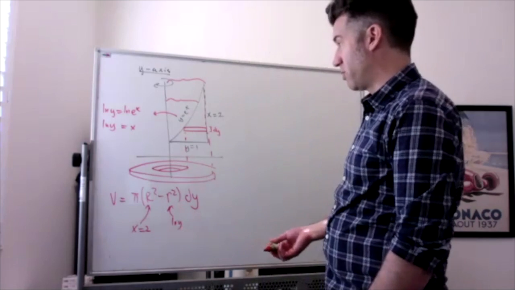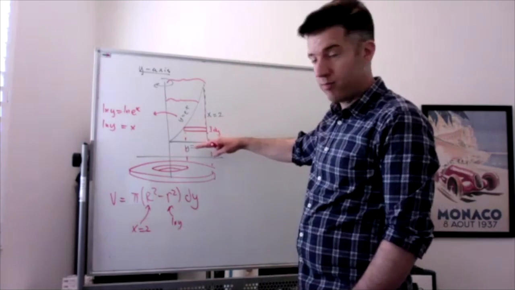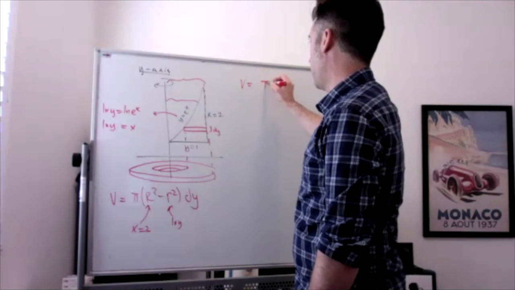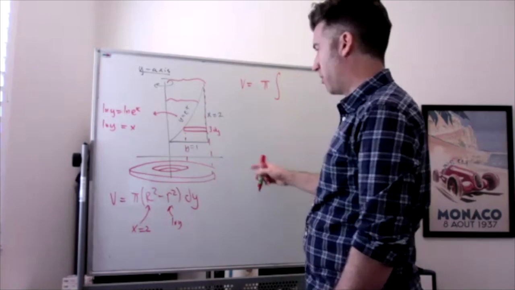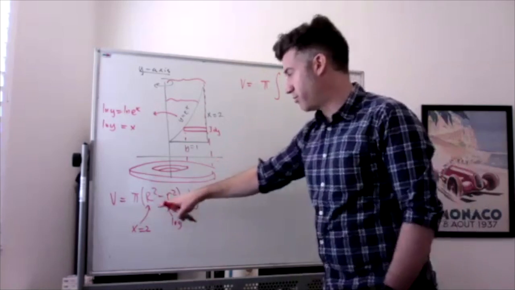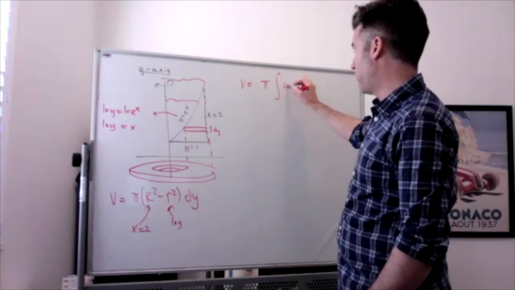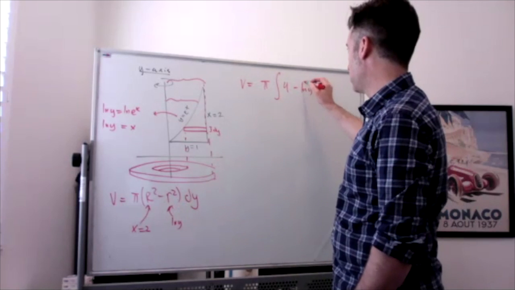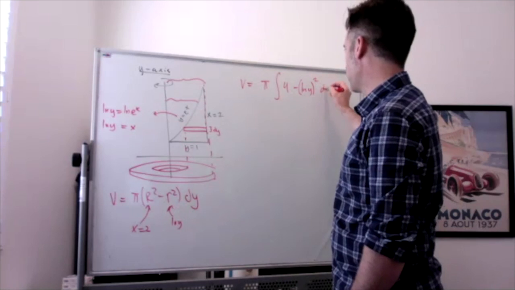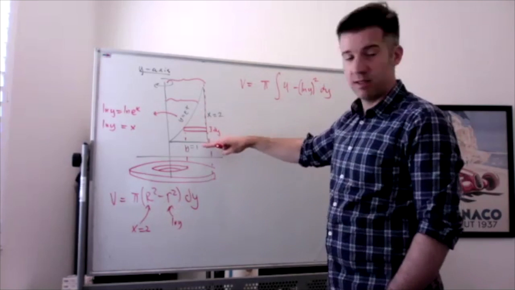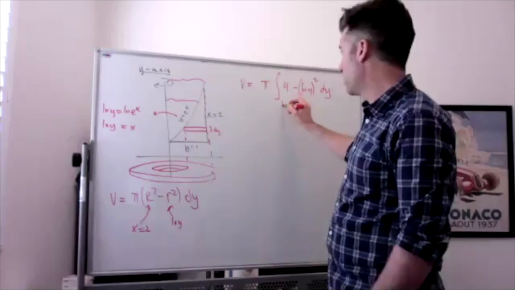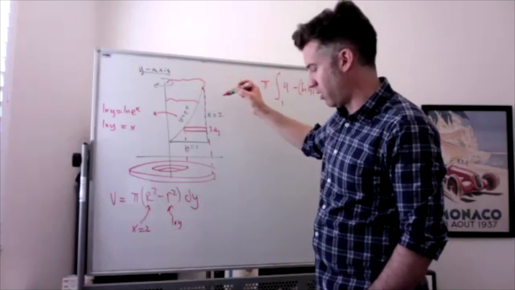And the limits of integration are going to be as low as 1. Well, so that's right there. So the volume is going to be pi times the integral from, let's fill that in a second. The big radius squared is going to be 4. And the small radius squared is going to be the natural log of y quantity squared. As low as, sorry, not 0, as low as y equals 1. And as high as whatever this point is up here.